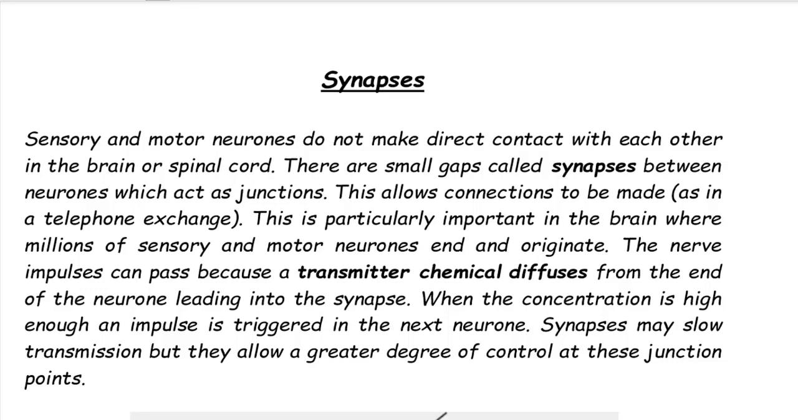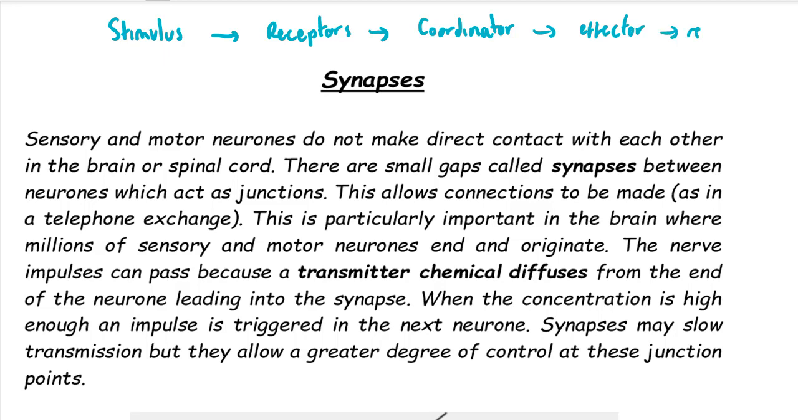Now, in the first video, we talked about how a stimulus gets detected. There's a stimulus, it gets detected by the receptors, it sends an impulse to the coordinator, to the effector, and then we carry out a response.